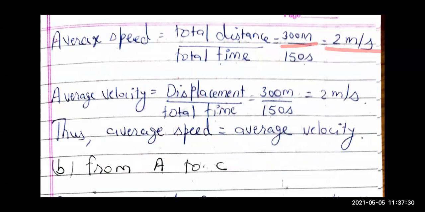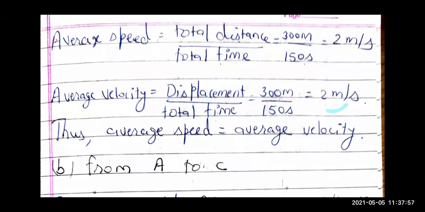Average velocity, what is the formula? Instead of distance, you are having displacement. So it is total displacement upon total time. Distance and displacement were equal in this case because the object is moving on a straight path. So it is again 300 meter upon 150 seconds. So again the average velocity is the same, 2 meter per second, as the object is moving on a straight path.